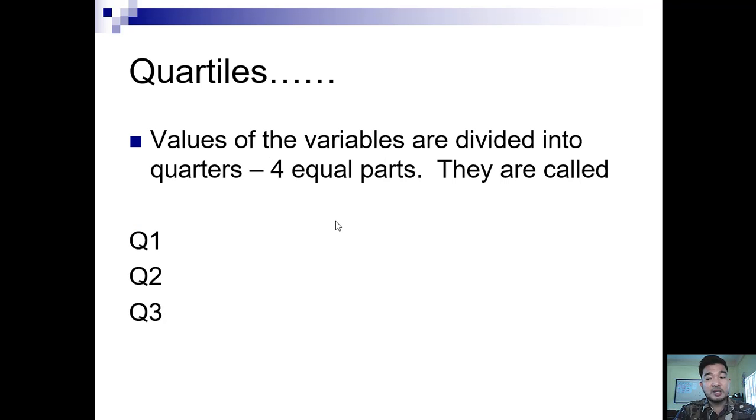Quartiles. So let's start with the first one, quartiles, from the word itself, quarter. Ibig sabihin, hinahati natin yung set of scores into 4 equal parts. Values of the variables are divided into quarters or 4 equal parts, and they are called Q1, Q2, Q3, or Q4. So that's first quartile, second quartile, third quartile, and fourth quartile. Pero pag fourth quartile na, hindi na natin sinosolve yun kasi yun na yung pinakadulo ng ating set of scores, kapag yung set of scores ay naka-arrange in ascending order.